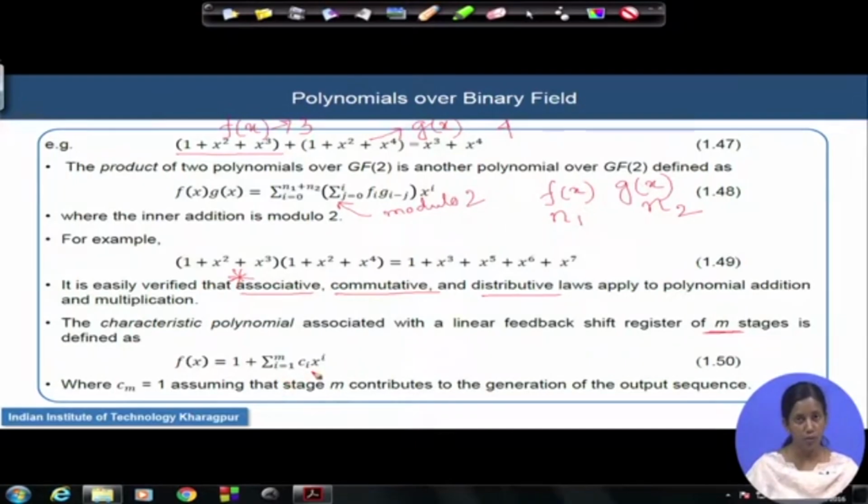If it is not equal to 1, then the last stage will not have any contribution, and it will simply give one delay of the generated sequence by m minus 1 stages.